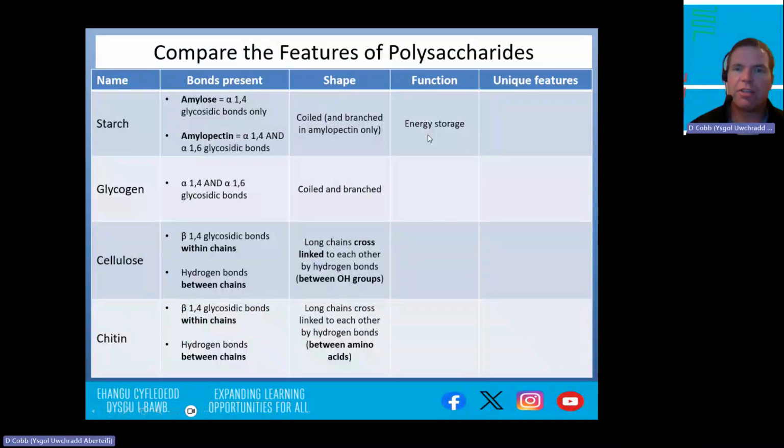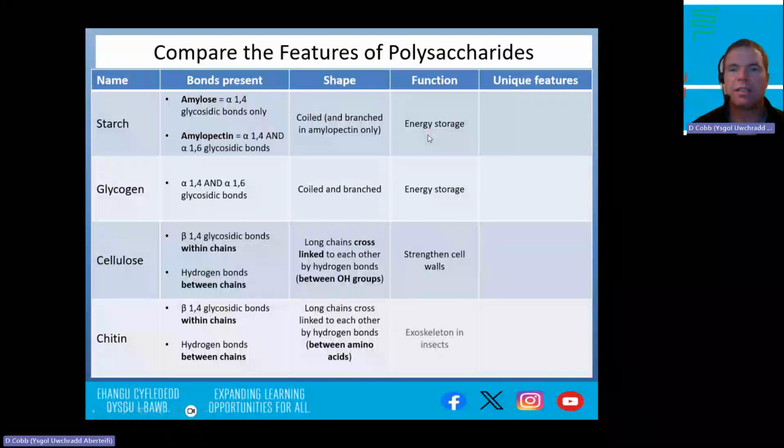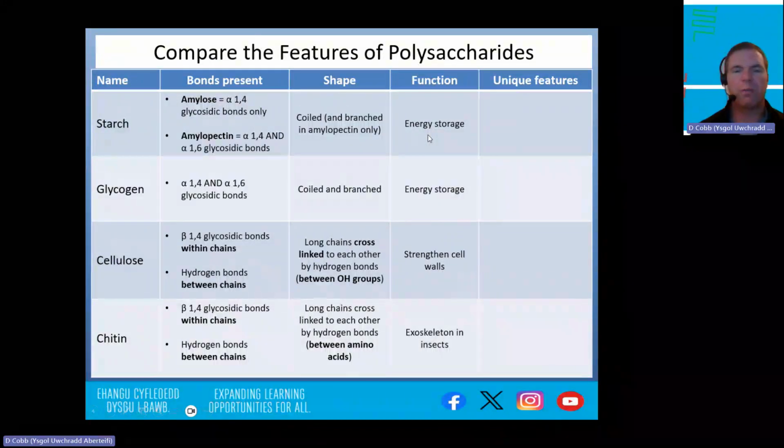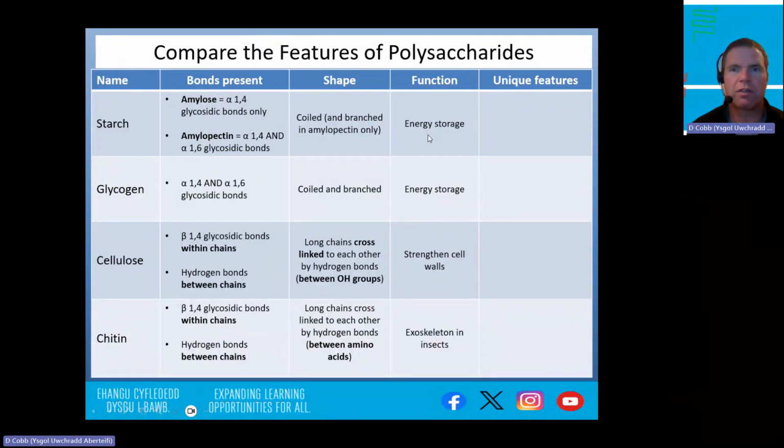What about function? Well, starch is all about energy storage. Glycogen is all about energy storage, very straightforward. Cellulose, its function is to strengthen cell walls. Chitin is found in the exoskeleton of insects. So we're talking about the same feature, but see how it differs with each of the polysaccharides.